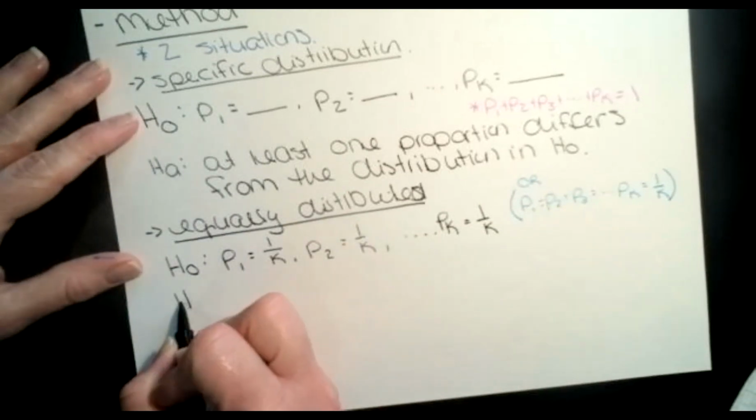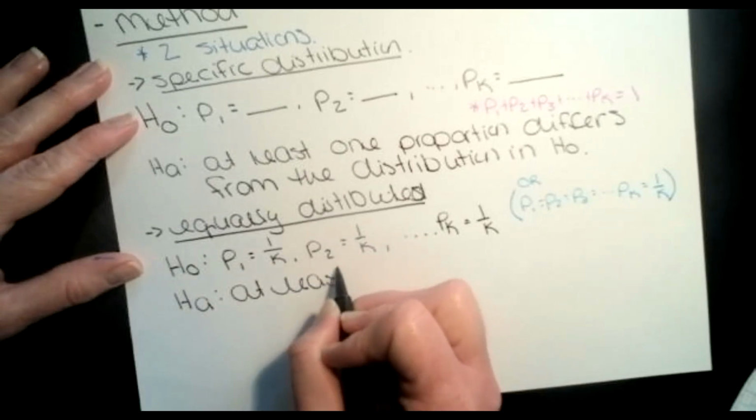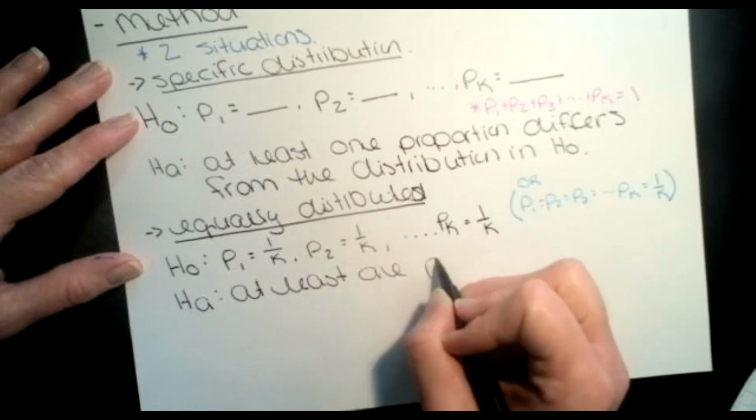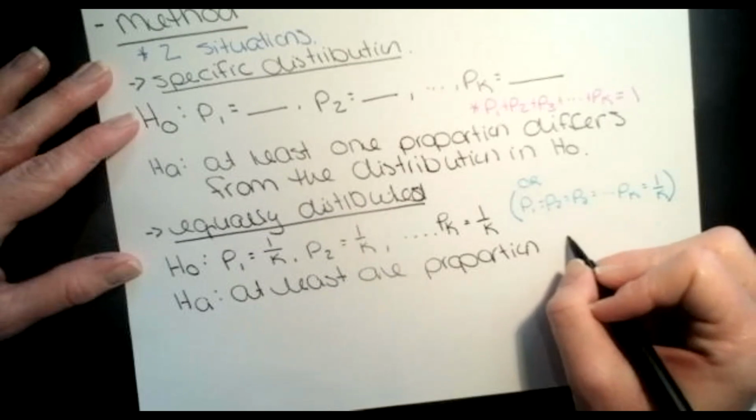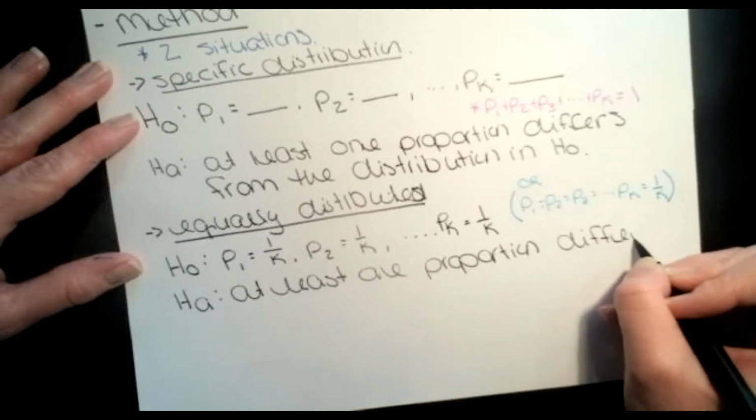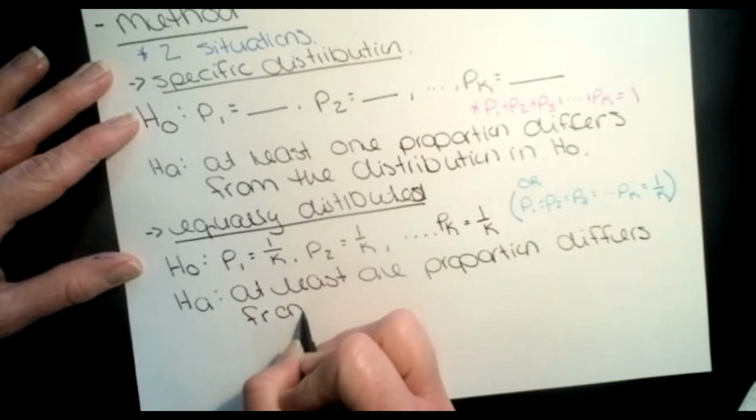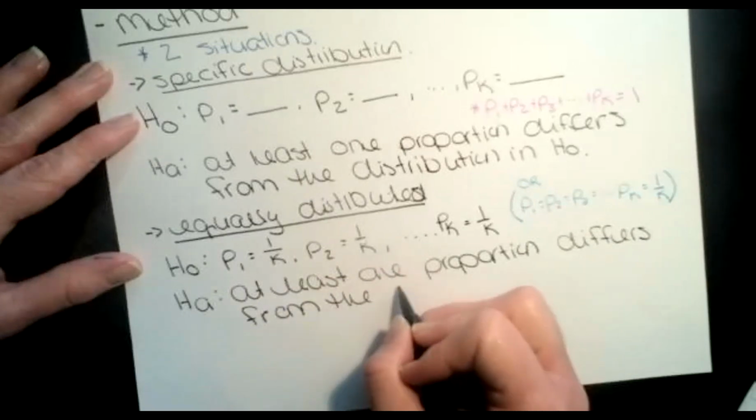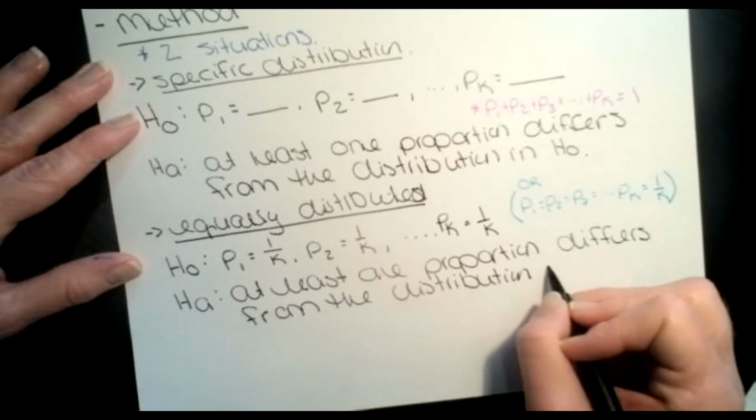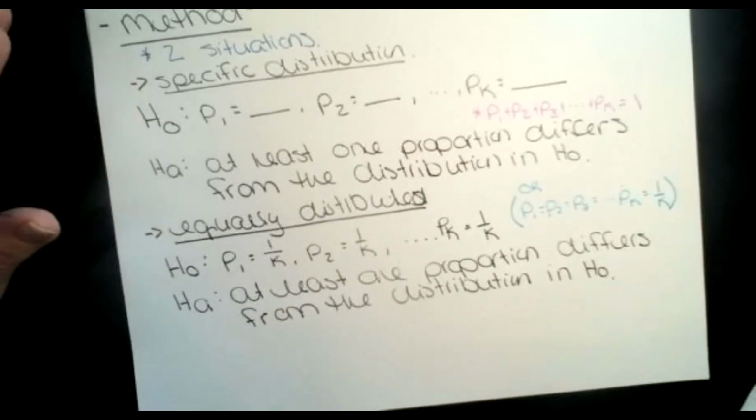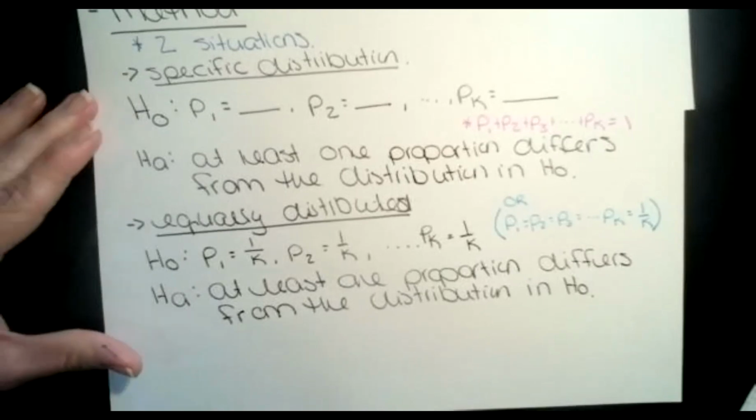And again, my HA is the same thing: that at least one proportion differs from the distribution in the null. So that's always the same. So my HA is the same for either situation. It's just the way I write my null.